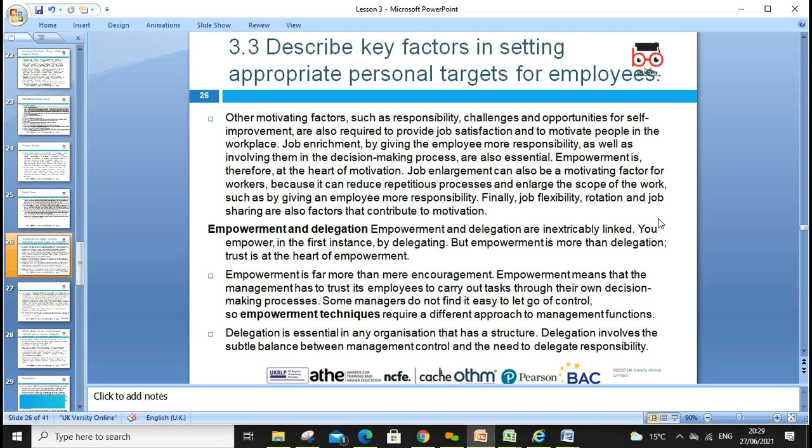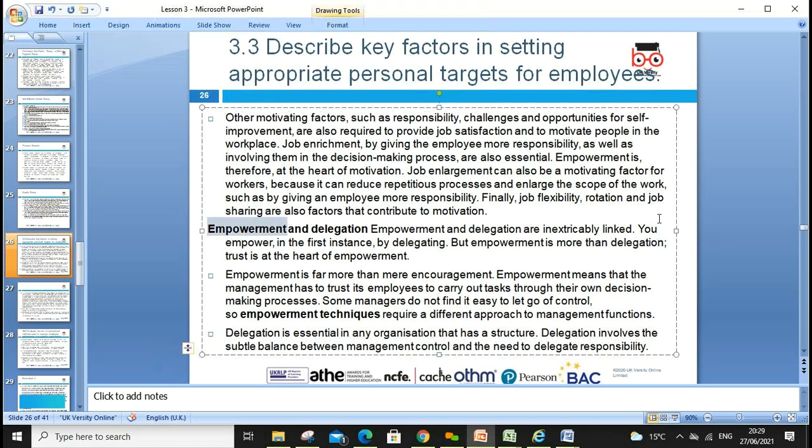Not included here in the video for you, just what it is all about. Next we're looking at 3.3, the key factors, setting the appropriate personal target. Other motivational factors such as responsibility, challenge, opportunity, and self-improvement, all relate to empowerment, how we can empower. Delegation is also crucial to empower people. They can make some decisions themselves. They have room to maneuver.